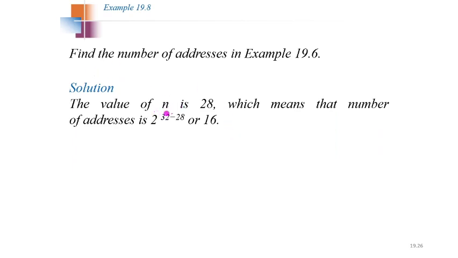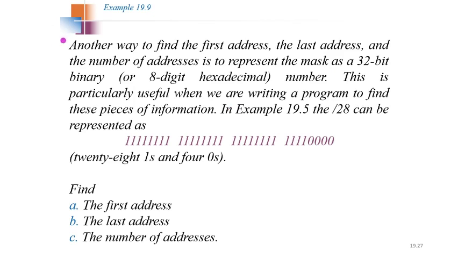In this example, 28 is the n value. So 2 to the power 32 minus 28 is equal to 2 to the power 4, and 2 to the power 4 is equal to 16. So a total of 16 addresses are possible. The same thing can be done with another method.